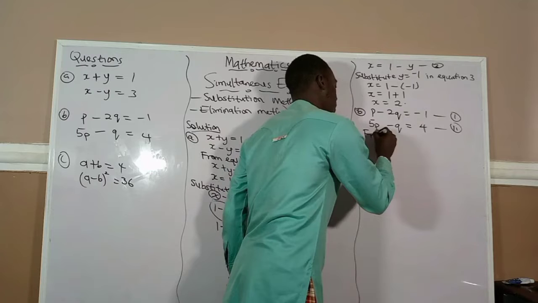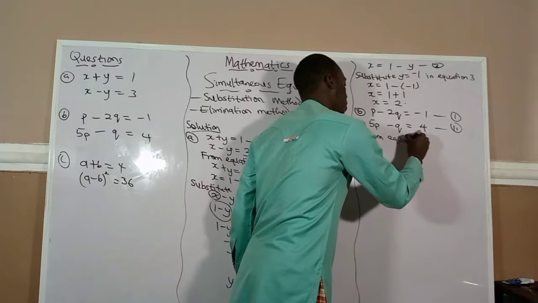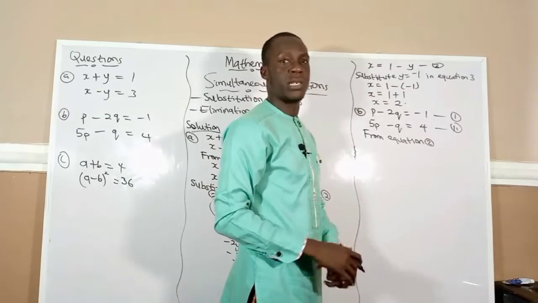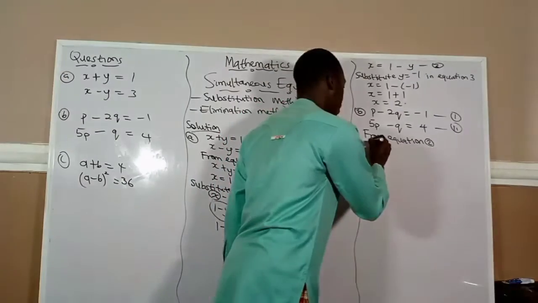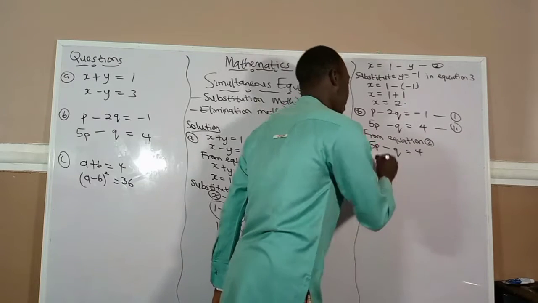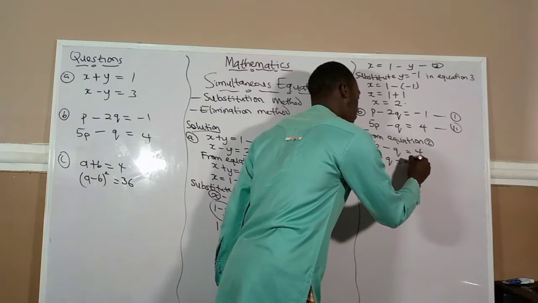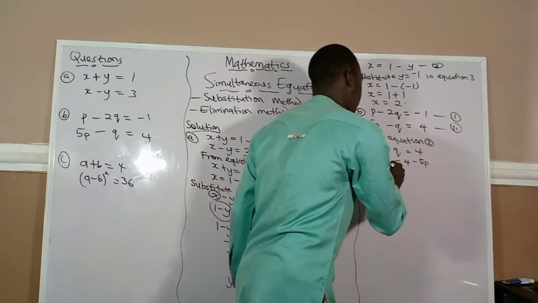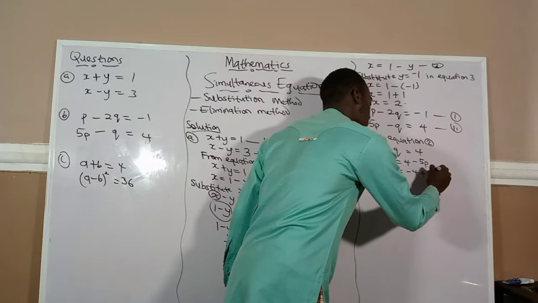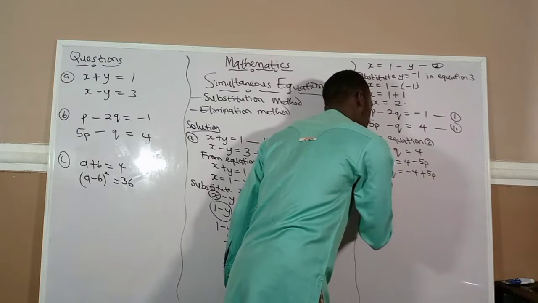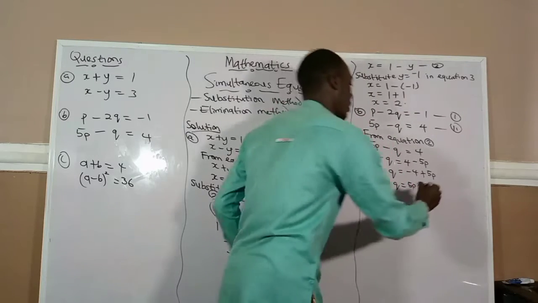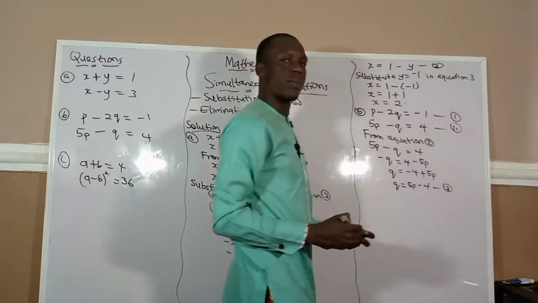From equation 2, we could try from equation 1 and let's see whether we're going to get the same thing. From equation 2, I have 5p minus q is equals to 4. I can say that minus q is equals to 4 minus 5p, and then say that q is equals to minus 4 plus 5p, which will in turn give us q is equals to 5p minus 4. This is our equation 3.